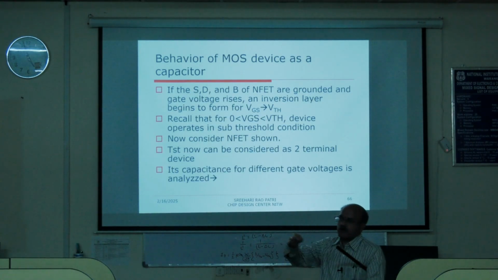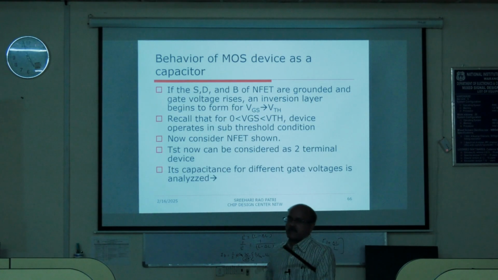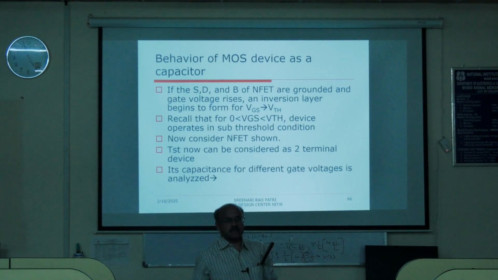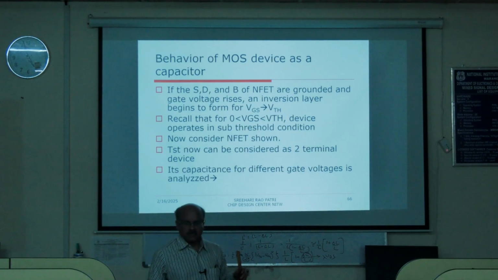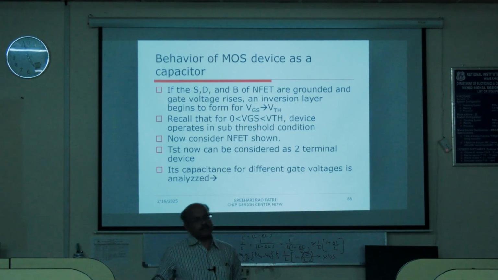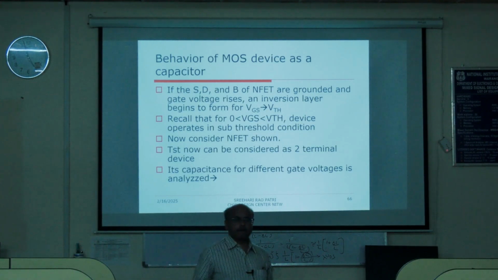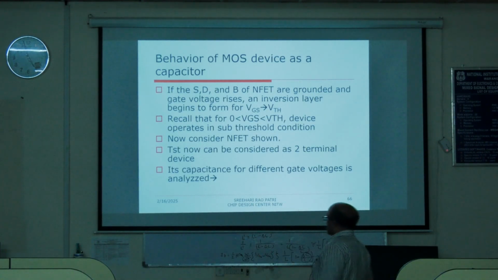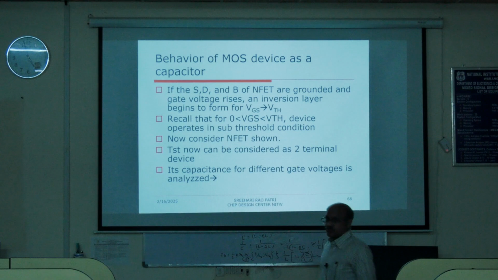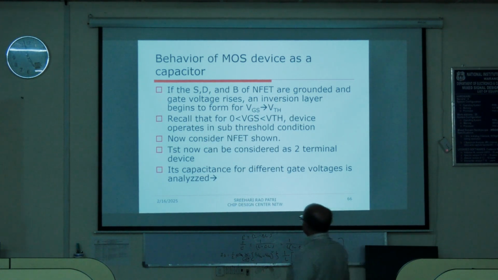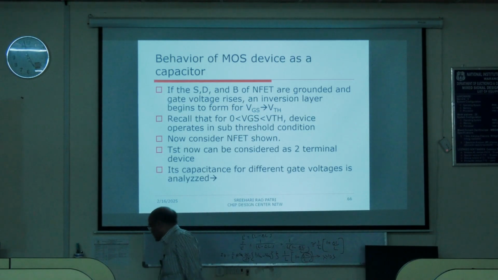It's a two-terminal device, right? So what is there in between? In between, silicon dioxide is there. Therefore, some insulator is there. I can view it as a capacitor, right? Because polysilicon is metal-like, and below it is a semiconductor, and in between is silicon dioxide, right? So the transistor can be considered as a two-terminal device.